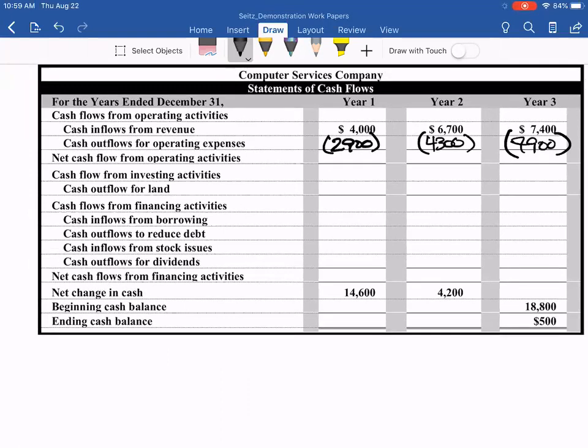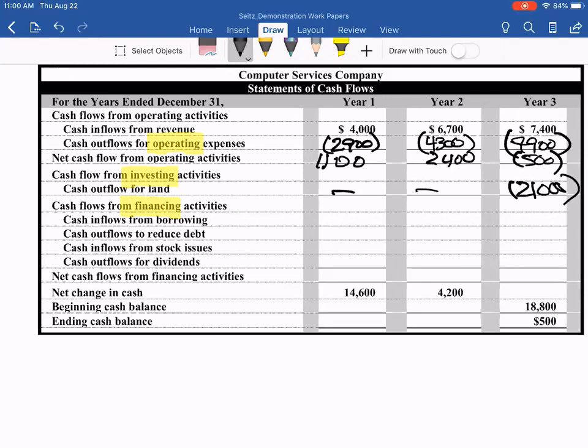So net cash from operating would be $1,100, $2,400, and $500. Looks a lot like net income, doesn't it? Investing activities. So here is operating, investing, and financing. Okay. Investing activities is the outflow for land. Well, I only did that one time, and that was in year 3.